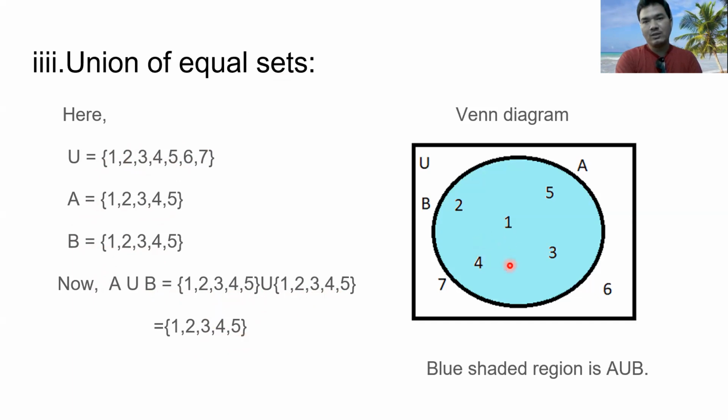And here also look, this circle is A and also this set B. That's why 1, 2, 3, 4, 5 right here. What is remaining? 6, 7 left, and write them outside. Okay. Blue shaded region is what? A union B. You can write below the Venn diagram. Okay. This is the method to draw the union of equal sets. Next.